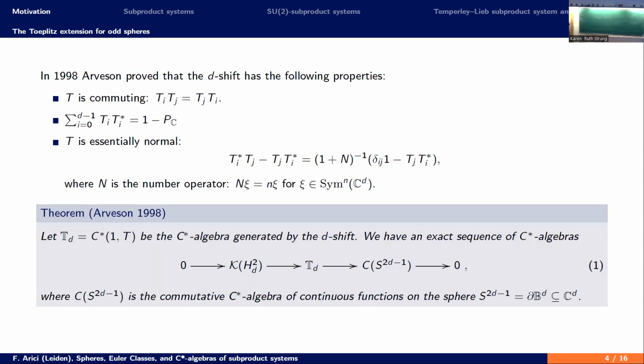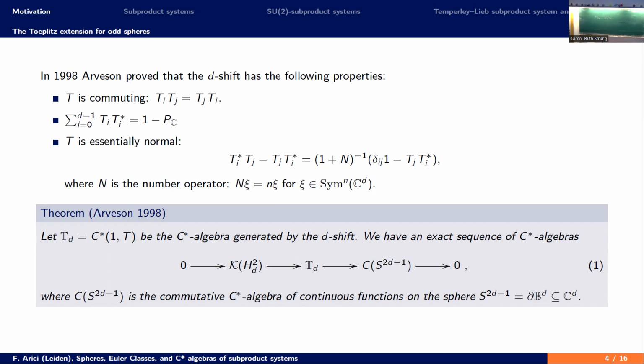Well, in 1998, so quite some time ago, Arveson proved that this d-shift, this collection of d operators, has the following properties. It is a commuting collection of operators, meaning that Ti Tj is equal to Tj Ti. It has the property that when you sum up Ti Ti star, you get 1 minus the projection onto a finite dimensional space, which is again one-dimensional. And it is essentially normal, which tells you that basically the adjoint of Ti and Tj commute up to something that is a compact operator, so you will be able to disregard everything when you go into a quotient. And what appears there is the number operator, the operator that whenever you feed it a homogeneous symmetric tensor gives you the degree of that tensor.